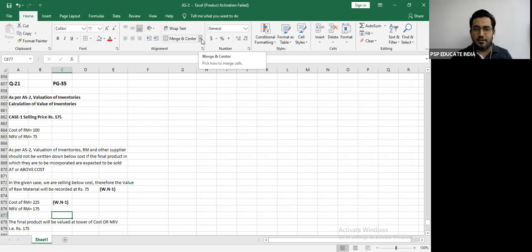And then you have one theory concept. In fact, a couple of theory concepts that we will look at. One of them is joint cost and byproduct. And then we proceed to a new accounting standard. So please take this down properly.